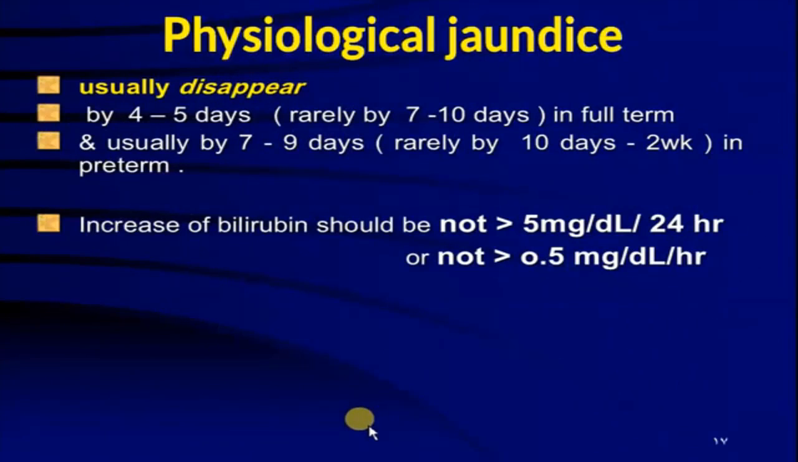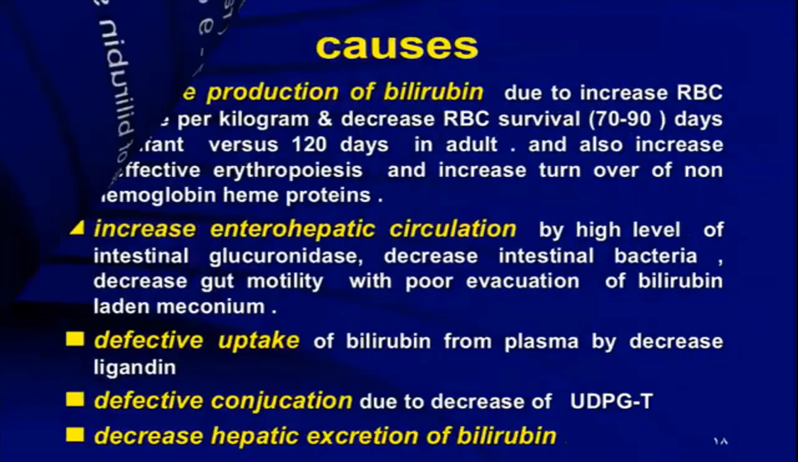It usually disappears by 4 to 5 days, rarely by 7 to 10 days, in a full-term infant, and usually disappears in 7 to 9 days in a preterm infant, rarely by 2 weeks. The increase of bilirubin should be not more than 5 milligram per deciliter per 24 hours, or not more than 0.5 milligram per deciliter per hour.